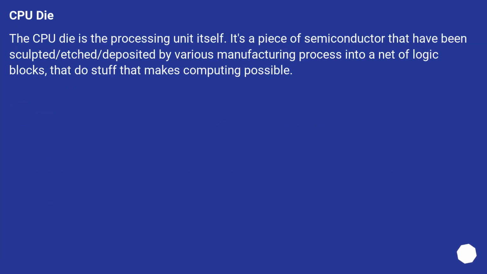CPU die. The CPU die is the processing unit itself. It's a piece of semiconductor that have been sculpted/etched/deposited by various manufacturing process into a net of logic blocks that do stuff that makes computing possible.